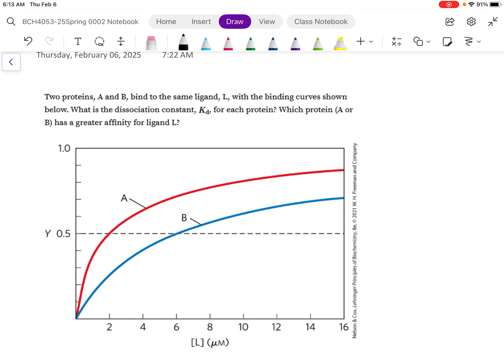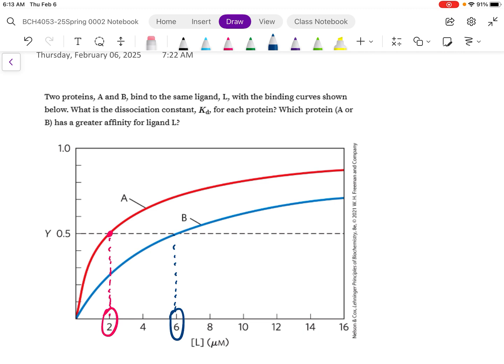And by definition, the KD is simply looking at that point and extrapolating all the way down. So for the red curve, you would expect the KD to be around 2 micromolar. And then for the blue curve, you would expect it to be about 6.